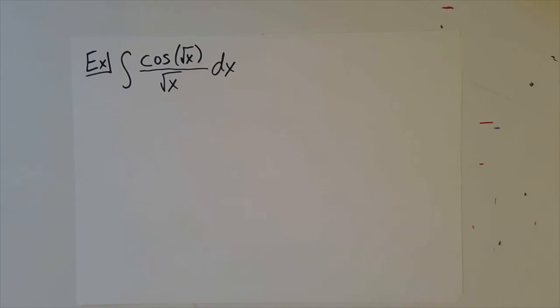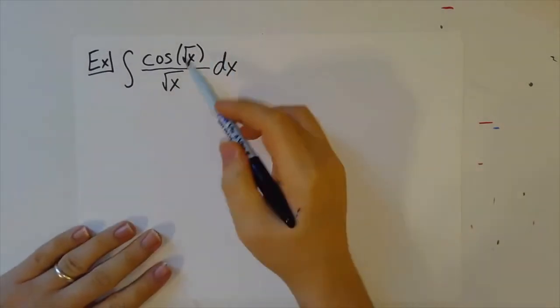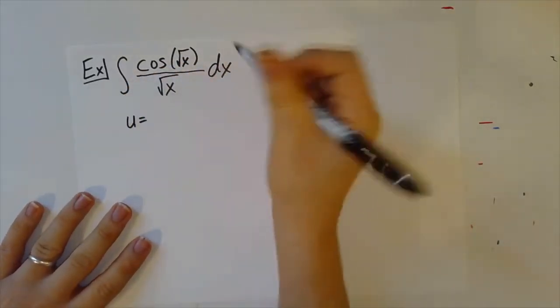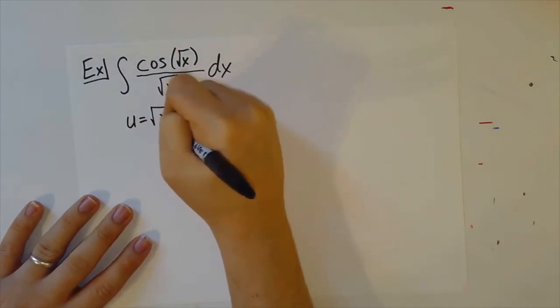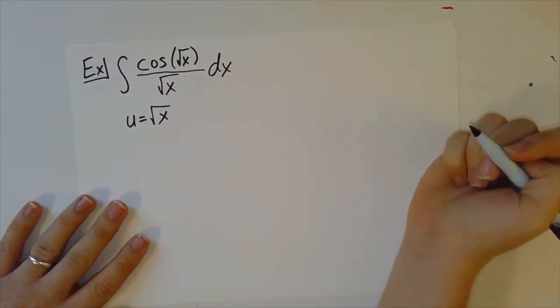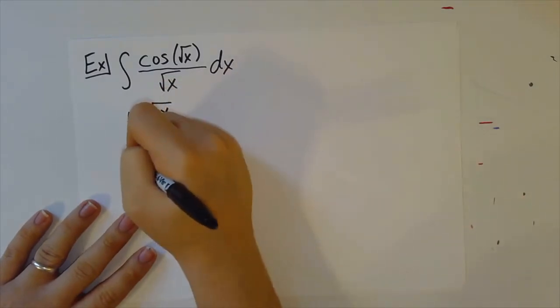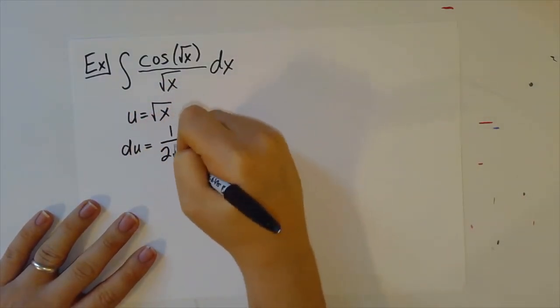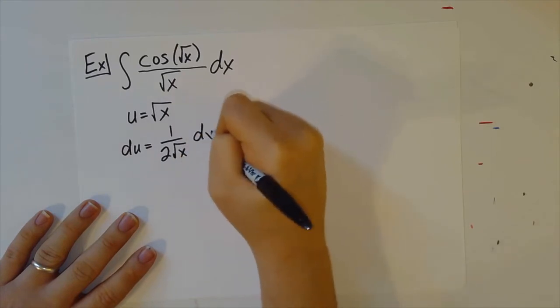Okay, so what's my inside function here? Well, not a lot of options. I guess I'll go with u is the square root of x. So if u is the square root of x, then du is 1 over twice the square root of x dx.